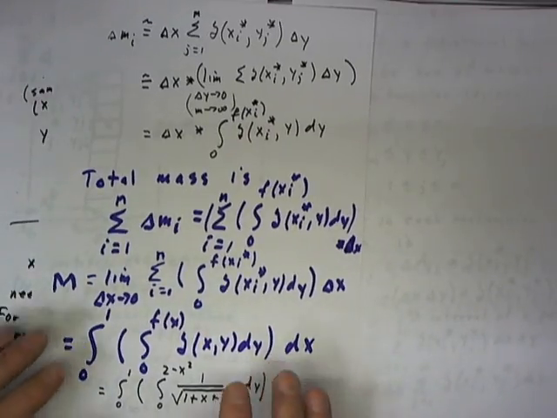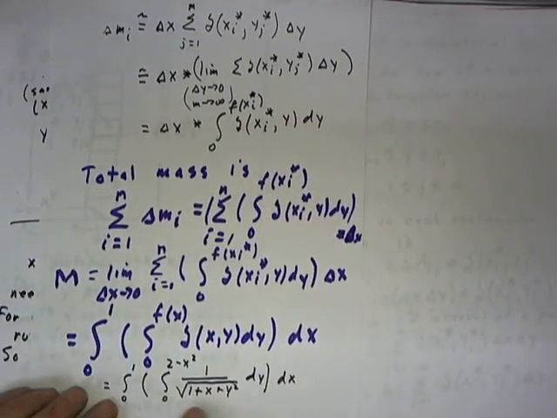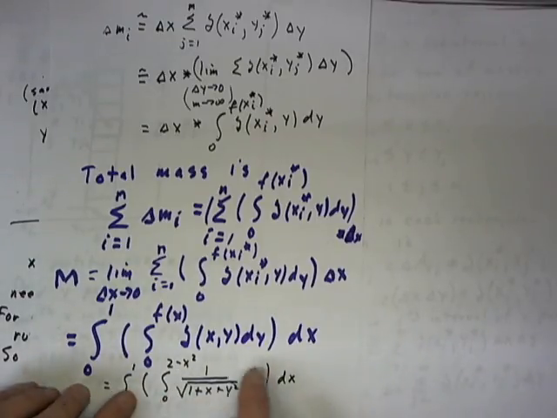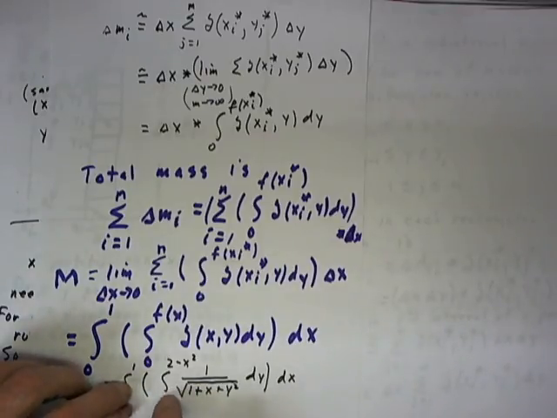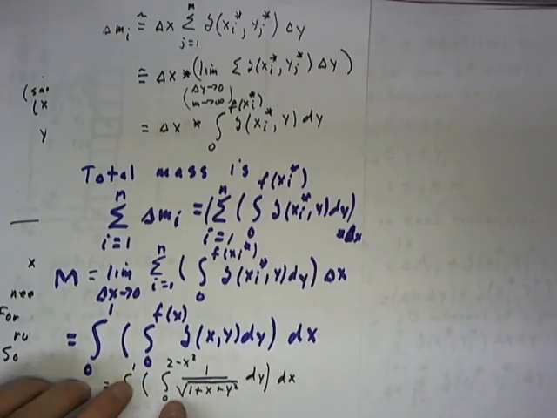We've seen that if we complete the limiting process, we end up with the integral shown here: the integral from 0 to 1 of the integral from 0 to 2 minus x squared of 1 over the square root of 1 plus x plus y squared dy dx. Our original region is described by the function 2 minus x squared. Our density is our function 1 over the square root of 1 plus x plus y squared.